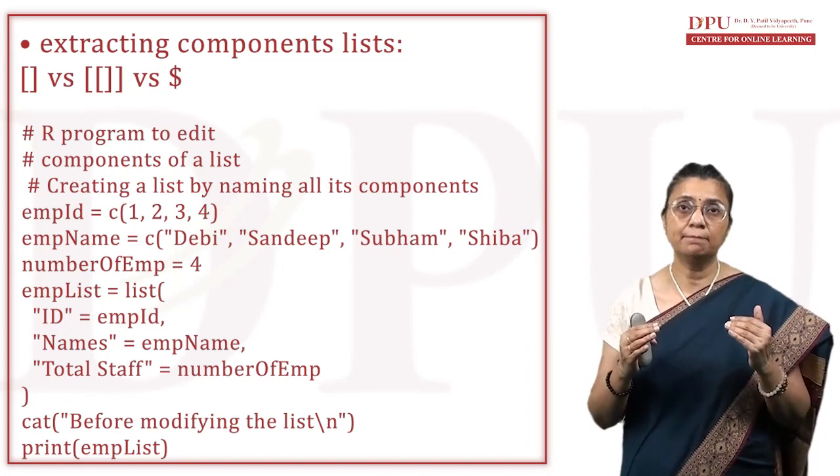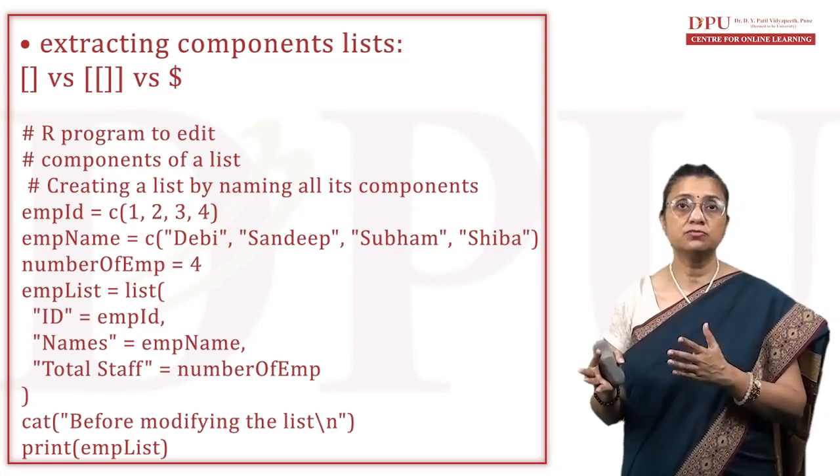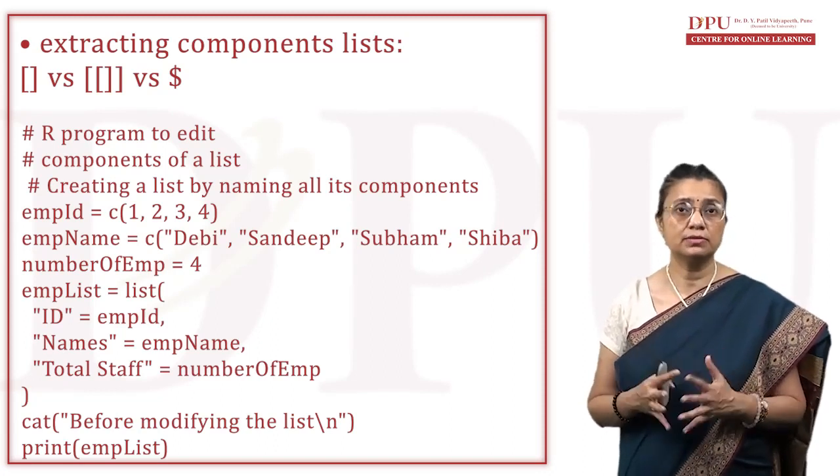But once we print the employee list, it prints the entire output, which means it will print 1, 2, 3, 4, Devi, Sandeep, Shubham, Shiva, and 4. It will print all the values.